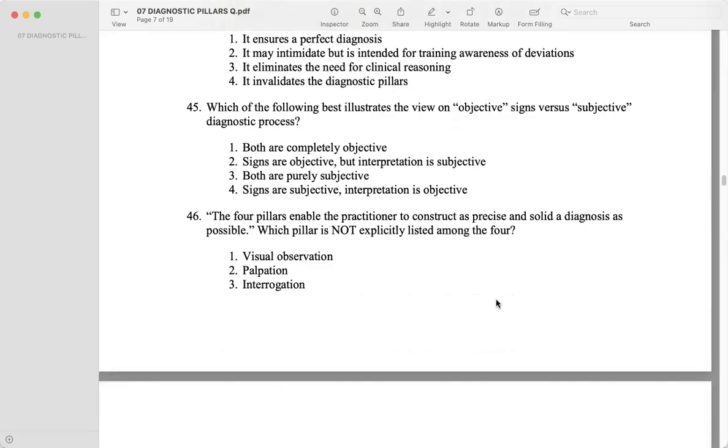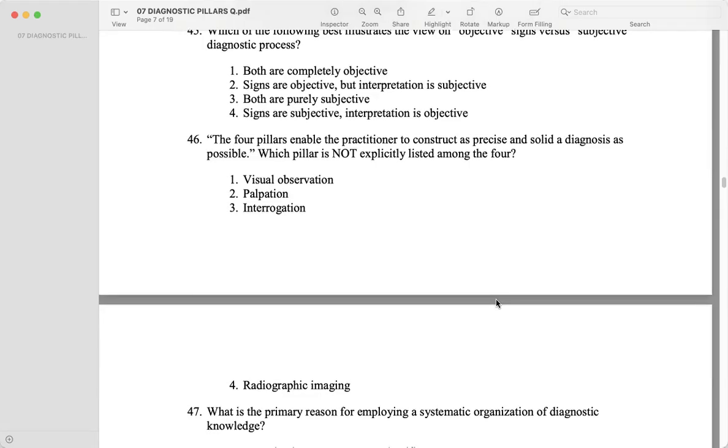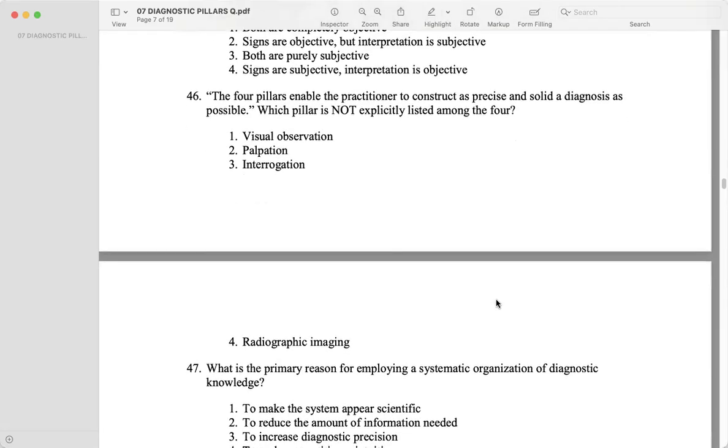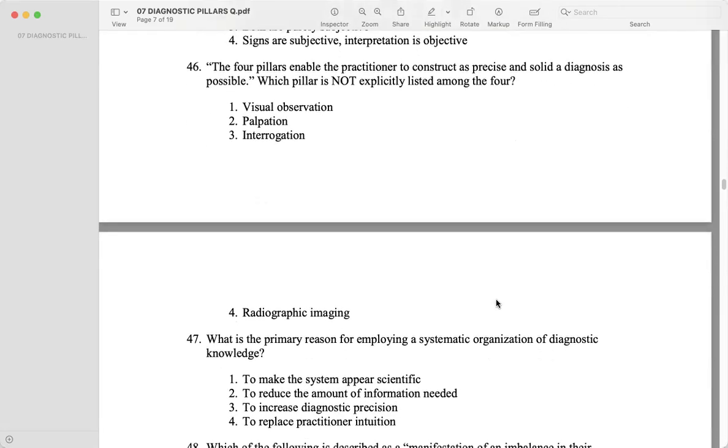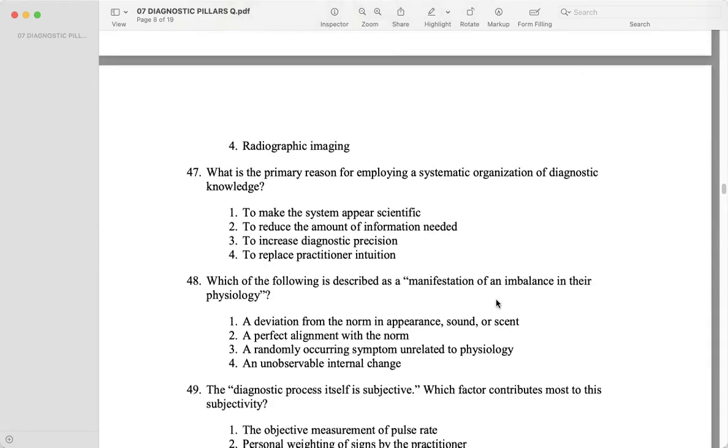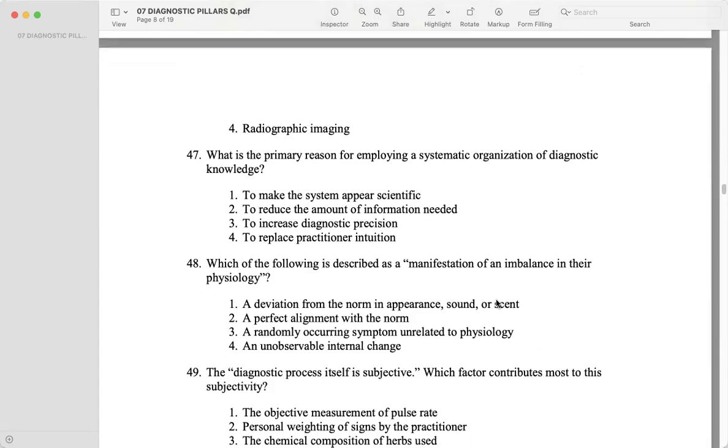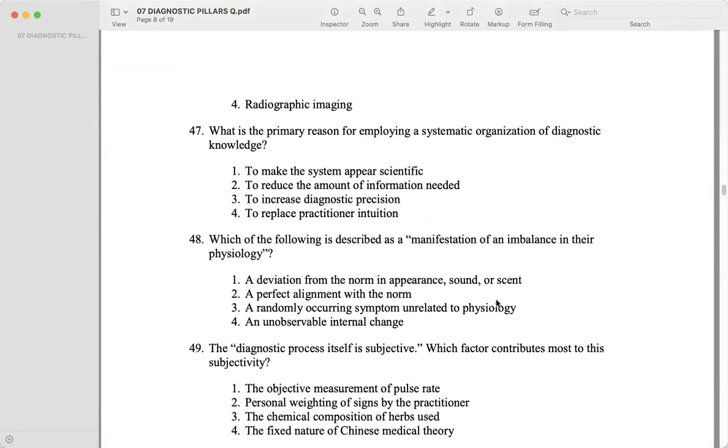No. Which of the following best illustrates the view on objective science versus the subjective diagnostic process? Signs are objective, but interpretation is subjective. The four pillars enable the practitioner to construct as precise and solid a diagnosis as possible. Which pillar is not listed among the four? Radiographic imaging. What is the primary reason for employing a systematic organization of diagnostic knowledge? To increase diagnostic precision. Of course. And that's what makes you a very good practitioner.